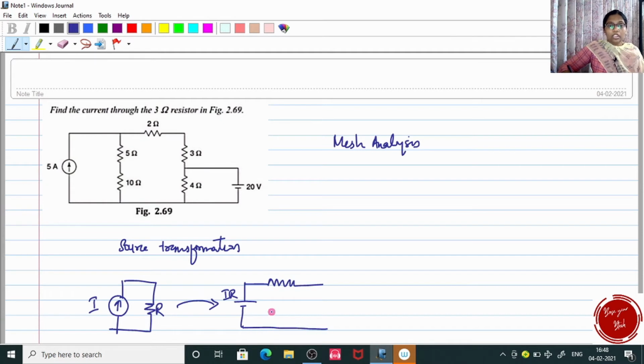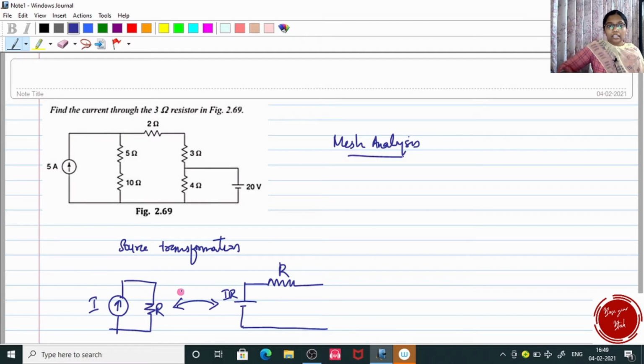Okay, so now you can see that the current source and resistor combination is transformed to a voltage source with the resistor combination. Okay, this is done in the reverse manner also. I mean, the voltage source with a combination of resistor can be converted to a current source in parallel to resistor also. Okay, so this is source transformation.